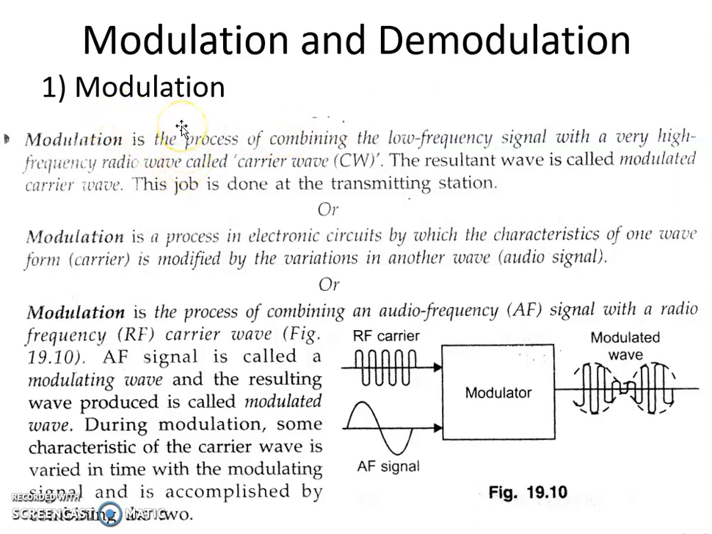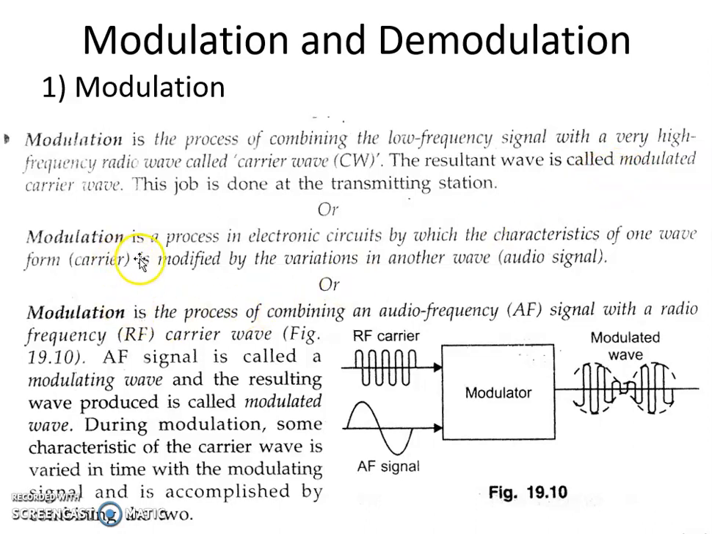Modulation can be defined in different ways. Here different ways of defining modulation are mentioned. The first definition: modulation is the process of combining the low frequency signal with a very high frequency radio wave called the carrier wave. The resultant wave is called the modulated carrier wave.